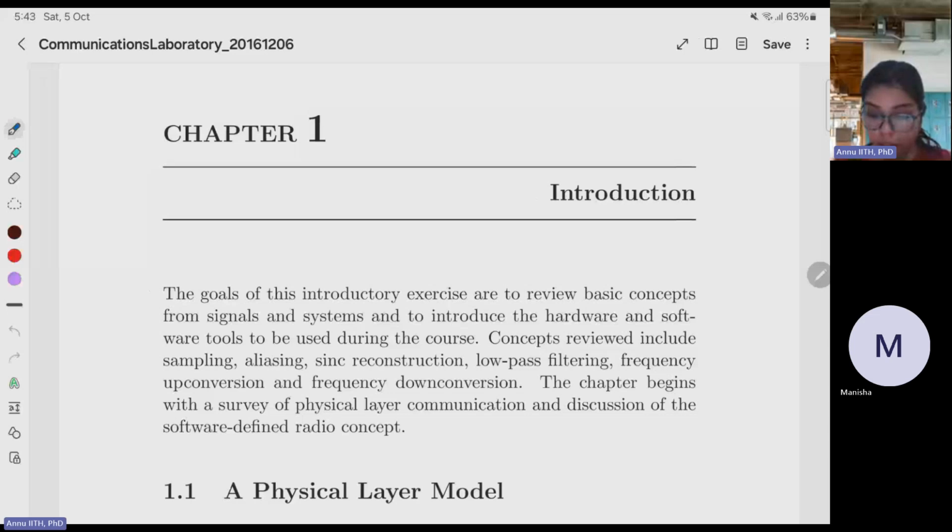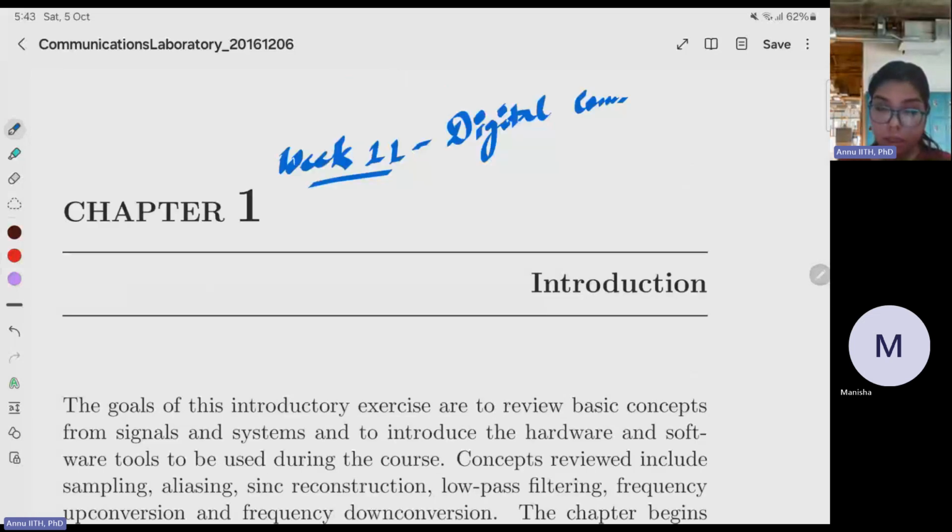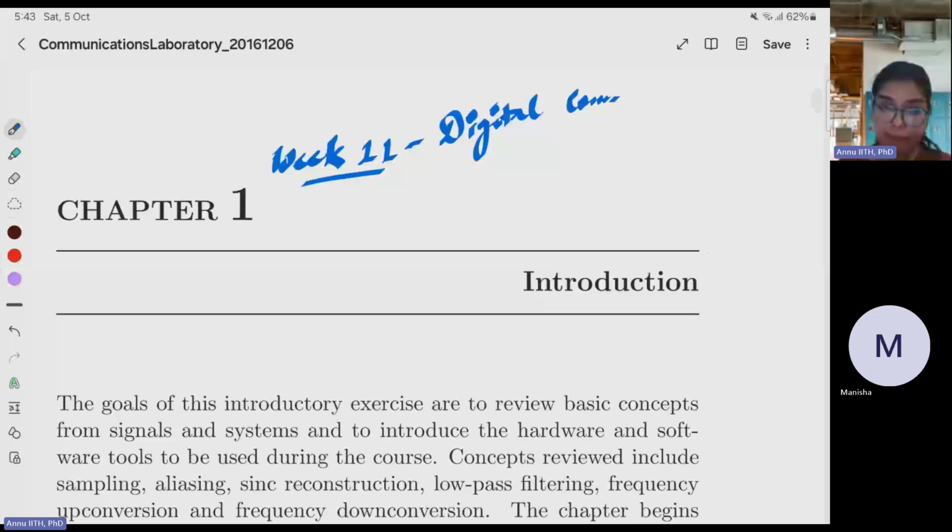So here, it is about digital communication. Here we will see some digital communication, their MATLAB codes, and also some analysis using the block diagram and some perspective of this software defined radio. This particular material I will be uploading in the drive link.